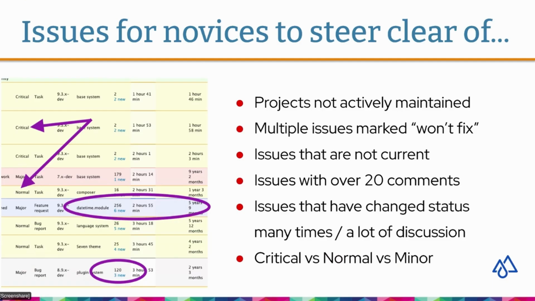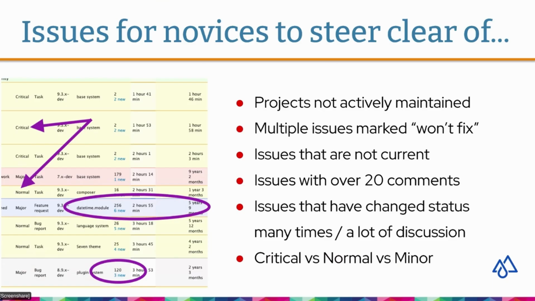It might be roadmap sort of stuff. Issues with frequent status changes, like maybe they go to needs review, needs work, active, needs work, active. Sometimes that's not a great place to start either because they maybe haven't defined exactly what they're looking for.